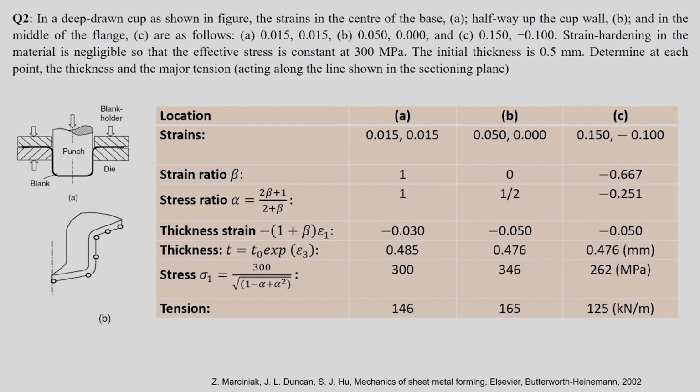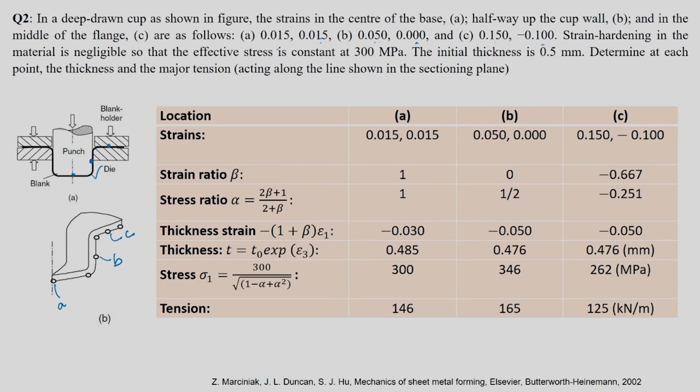Here is a similar problem. Suppose you are doing deep drawing of a cup. The strains are given at the center of the base, A, halfway up the cup wall, B, and in the middle of the flange, C. These values are given as 0.015, 0.015, 0.050, 0.15, minus 0.1. These are nothing but strains, epsilon 1 versus epsilon 2, given for the three locations A, B and C. A is here, B is somewhere in the middle, and C is somewhere in the middle of the flange.